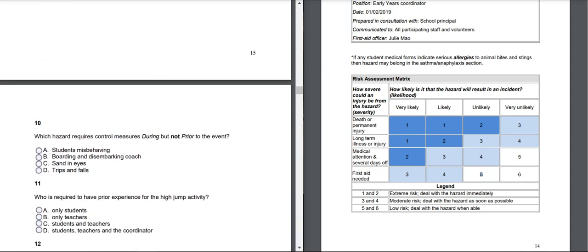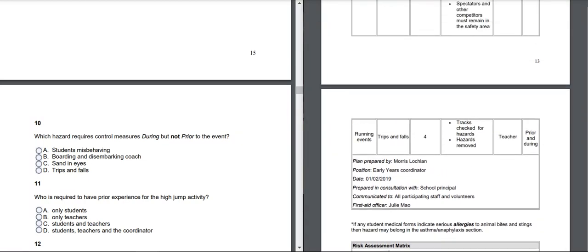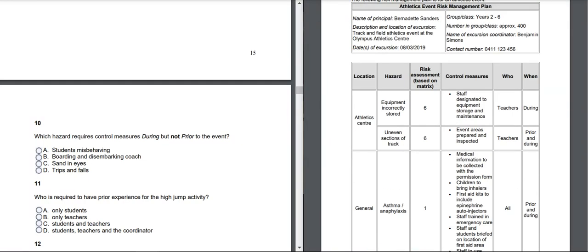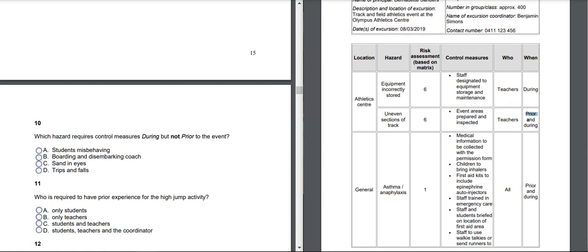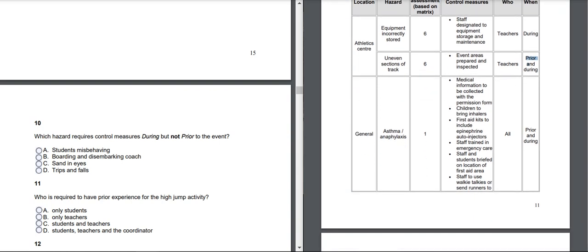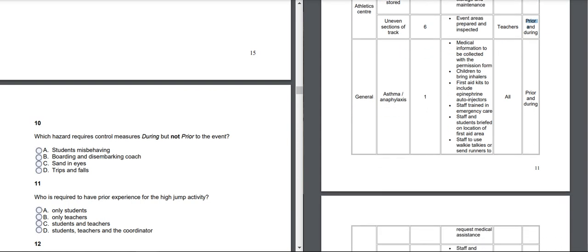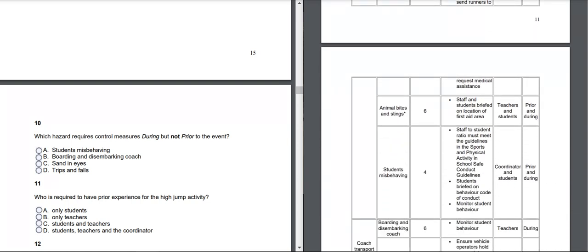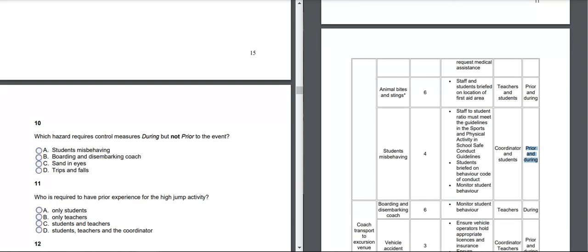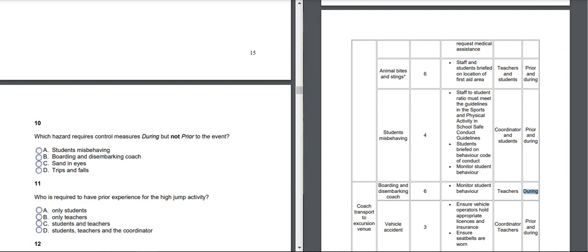Which hazard requires control measures during but not prior to the event? So if we go to the top here, this is when we implement the control measures. And here's the words during and prior. So we just need to see whereabouts, which one only has a during. So students misbehaving, there's students misbehaving prior and during. That makes sense. At all points you want to make sure they don't misbehave. Boarding, disembarking the coach during. So that seems like that is the right answer.